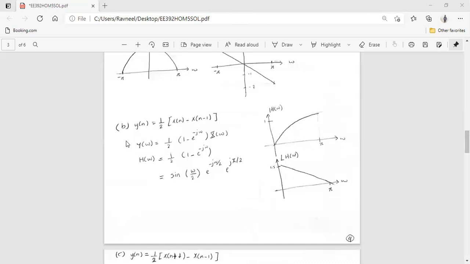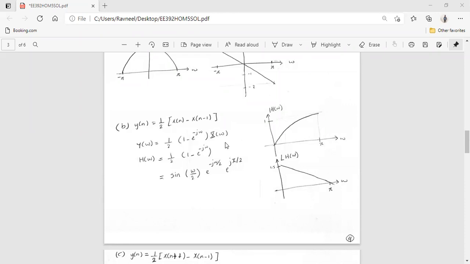Question part B of this, again the same procedure. We are given an equation y of n is equal to half into x of n minus x of n minus 1, right? Evaluating this, we'll be ending up with y of omega is equal to half into 1 minus e to the power of minus j omega, times x of omega. It is the same thing, but this one has been slightly simplified. X omega has been factored out.